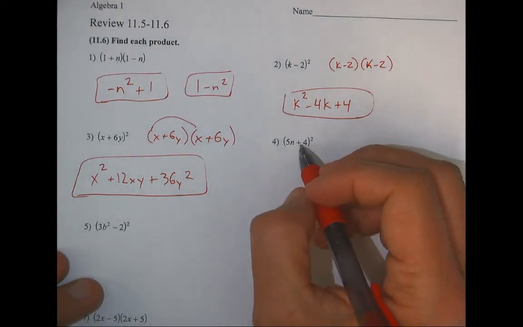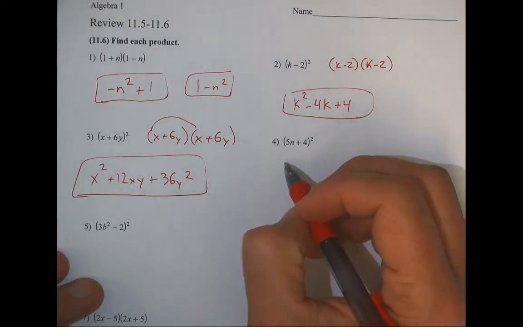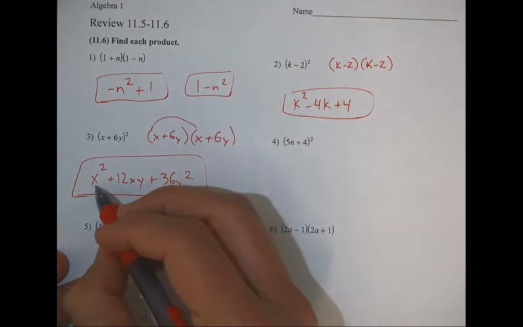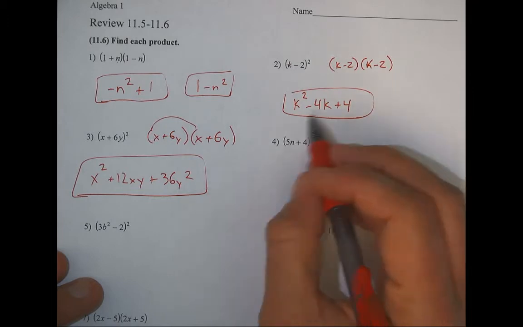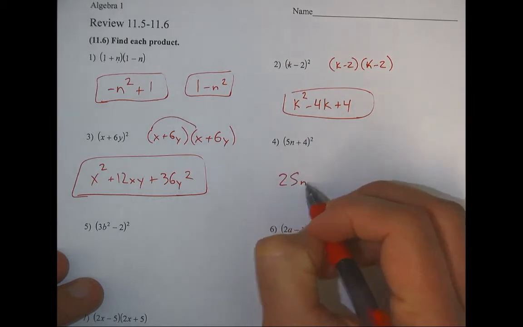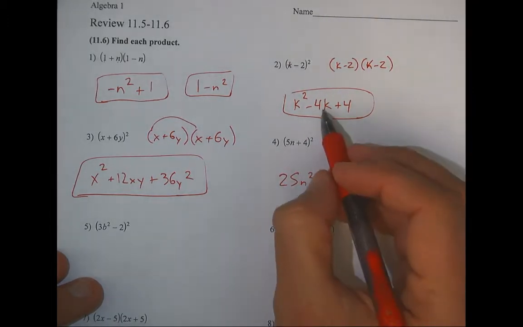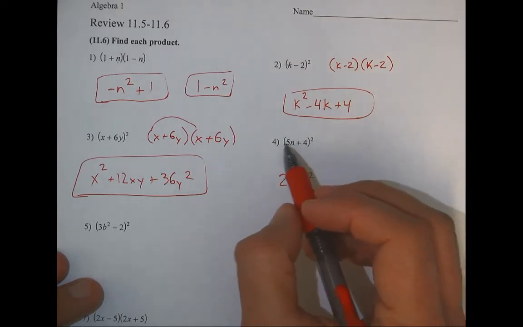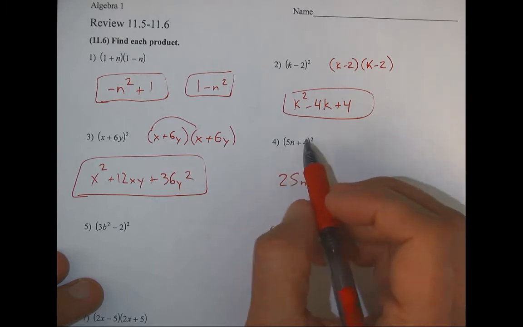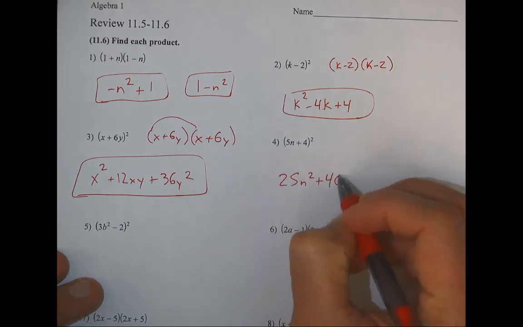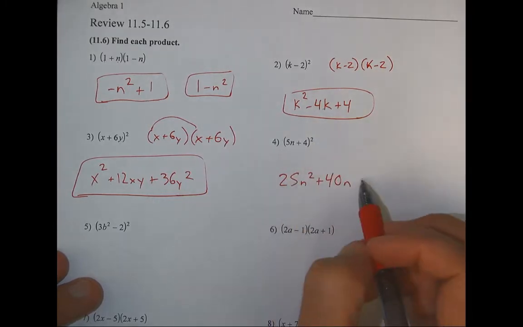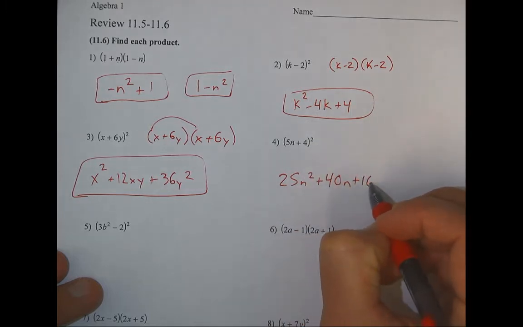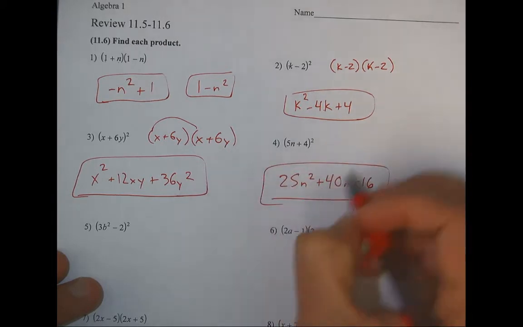All right, let's jump straight to this one without even rewriting it. Imagine another 5n plus 4 next to this. The first term of our trinomial here is going to come from 5n times 5n, so that's 25n squared. Our next term comes from these two multiplied together and then doubled. So 5 times 4 is 20, doubled is 40n. And the final term always comes from this times itself, so that would be 16.